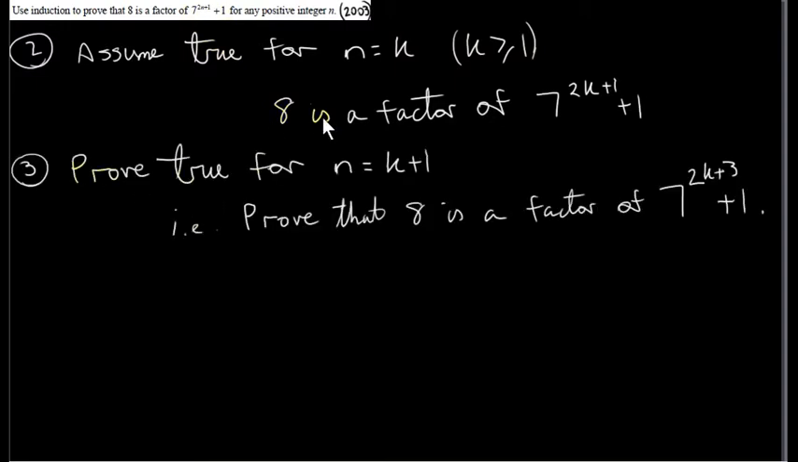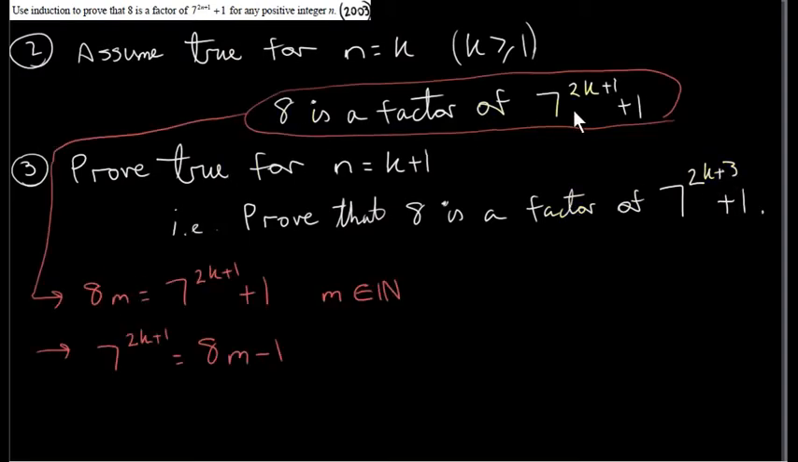In step 3, we want to use our assumption to prove that the statement is true for n equals k plus 1. That is, we want to prove that 8 is a factor of our expression here with n replaced by k plus 1. So if you replace n with k plus 1, the power becomes 2k plus 2 plus 1, or 2k plus 3.